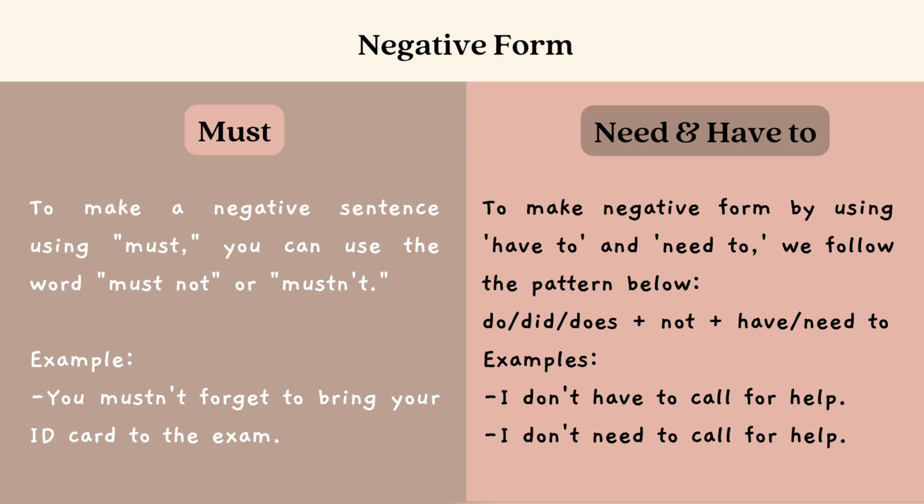Negative form. To make a negative sentence using must, you can use the word must not or mustn't. Example, you mustn't forget to bring your ID card to the exam. To make negative form by using have to and need to, we follow the pattern below. Do, did, or does plus not plus have or need to. For example, I don't have to call for help. I don't need to call for help.